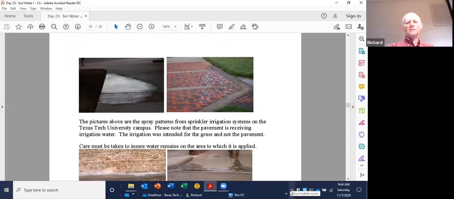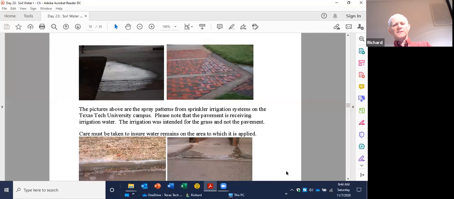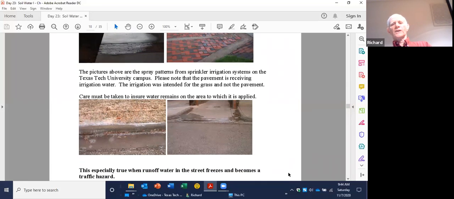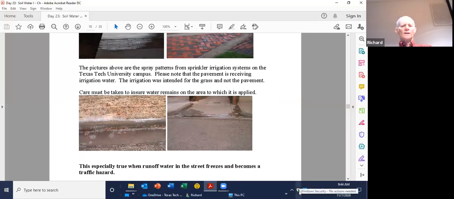Again, some pictures I took on the Tech campus, the spray patterns and sprinkler irrigation. Notice the water goes on the pavement receiving the irrigation water when it was intended for the grass and not the pavement. Care must be taken to ensure that water remains on the area in which it's supplied.